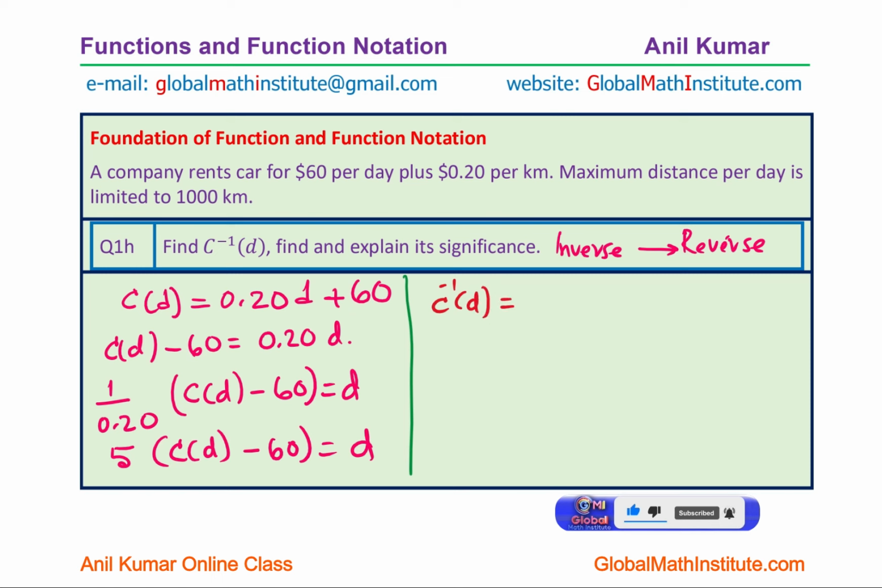And C inverse of D is basically the cost in dollars minus 60, correct? Times 5. So that is what it is. And now you know cost in dollars to be paid is minimum 60 and makes sense. But if you pay more than 60, you can drive a bit. Otherwise, you cannot drive. You get the idea. So the question here is, find the inverse and explain its significance. So what is the significance? Can you now tell me?